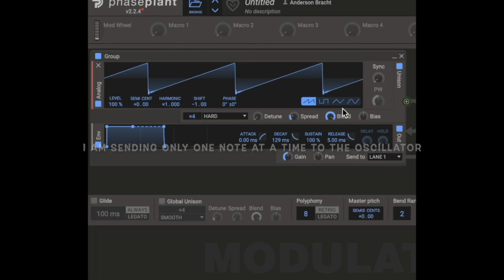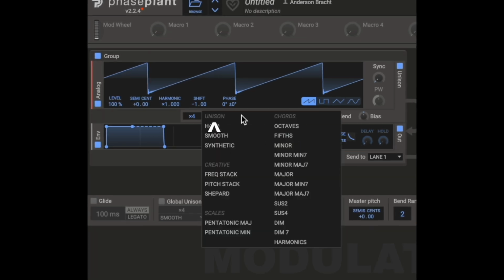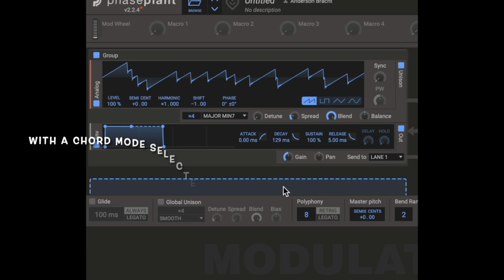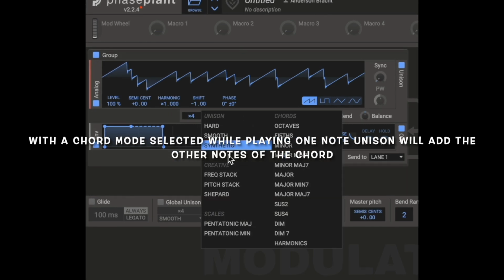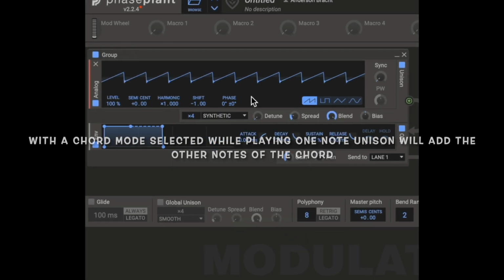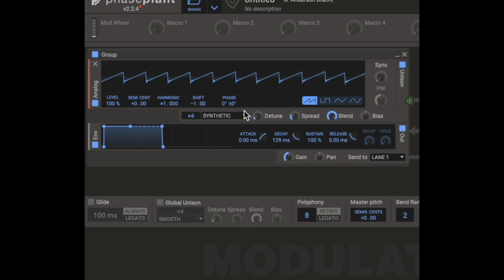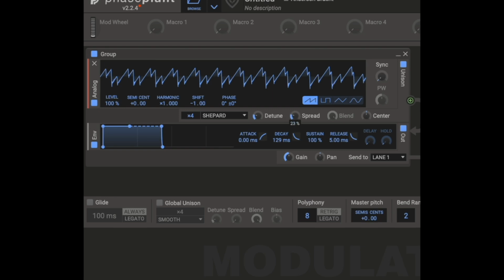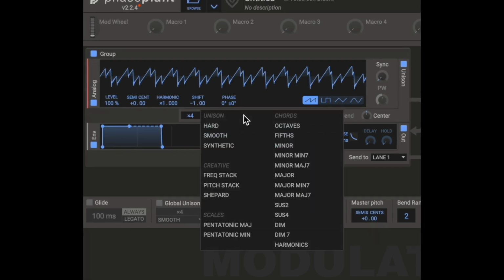Phase Plant's Unison has a number of different ways to tune and detune each voice from each other, including creating chords. See later videos for the details of all these modes. Just playing around with some of these different modes, you will easily find great sounds. This is a great part of Phase Plant's Unison that other synths don't always have.